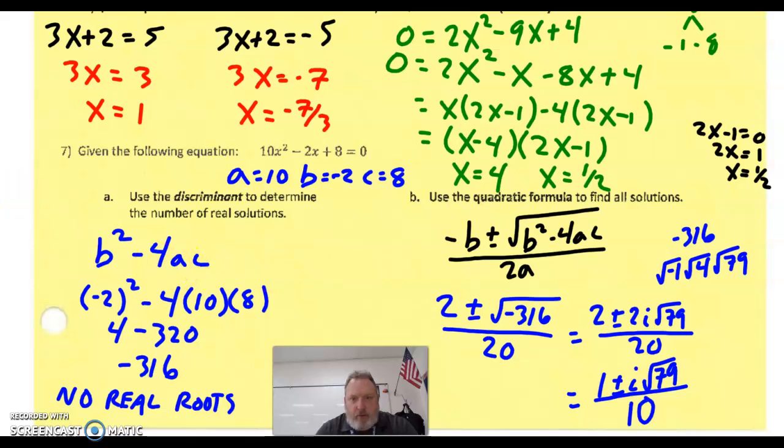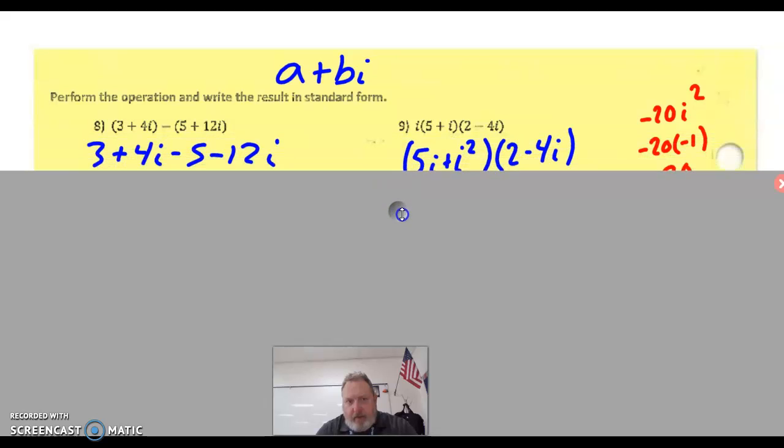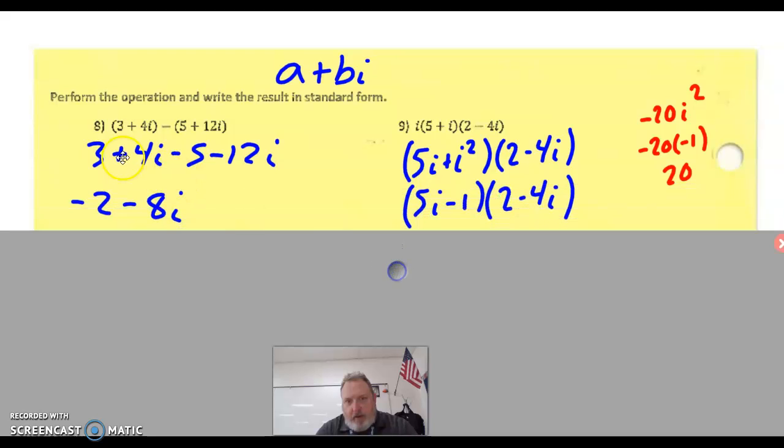All right, page 2. So perform the indicated operation, standard form. So again, do the indicated operation. Standard form is a plus bi, so make sure you put the real number first. This is a subtraction problem. Do not FOIL. Here we're multiplying. So here we combine like terms, 3 minus 5 for negative 2 and minus 8i.